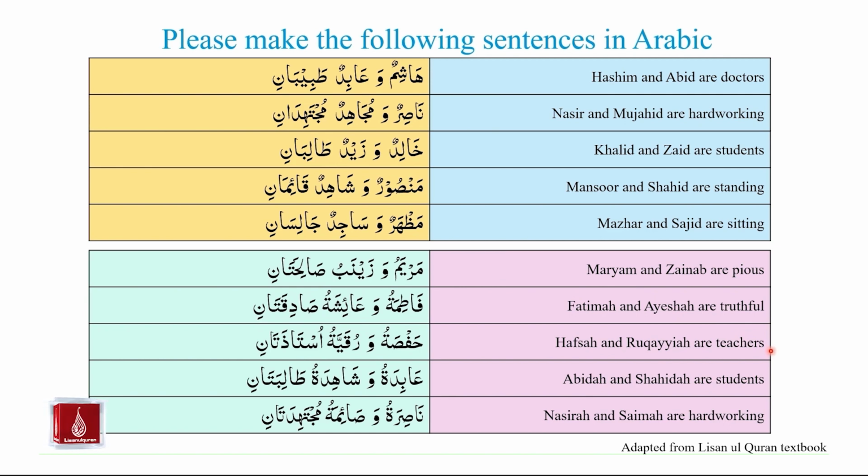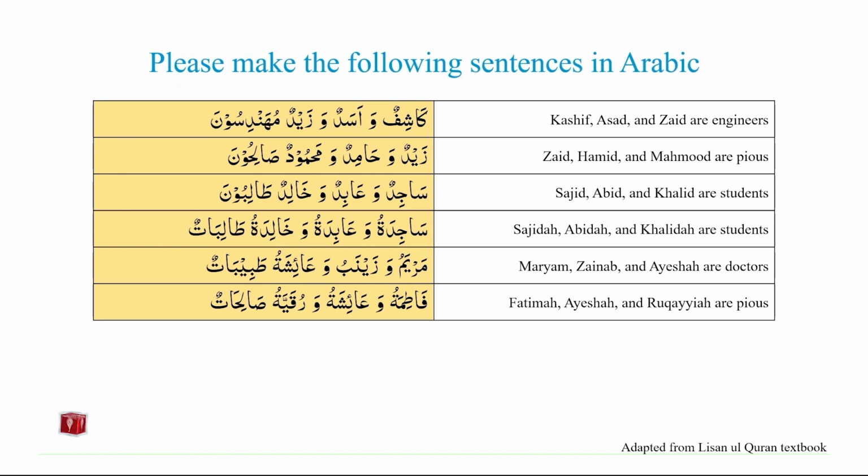Hafsa and Ruqayya are teachers. Hafsatu wa Ruqayyatu ustazatani. Abida and Shahida are students. Abidatu wa Shahidatu talibatani. Nasira and Saima are hardworking. Nasiratu wa Saimatu mujtahidatani.